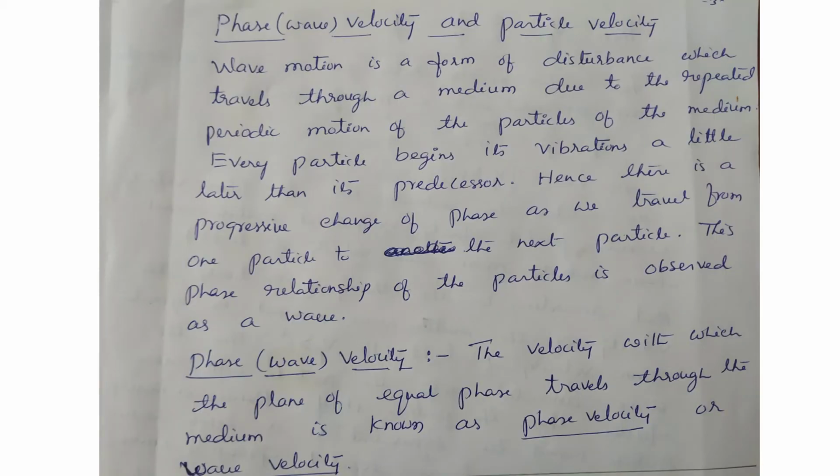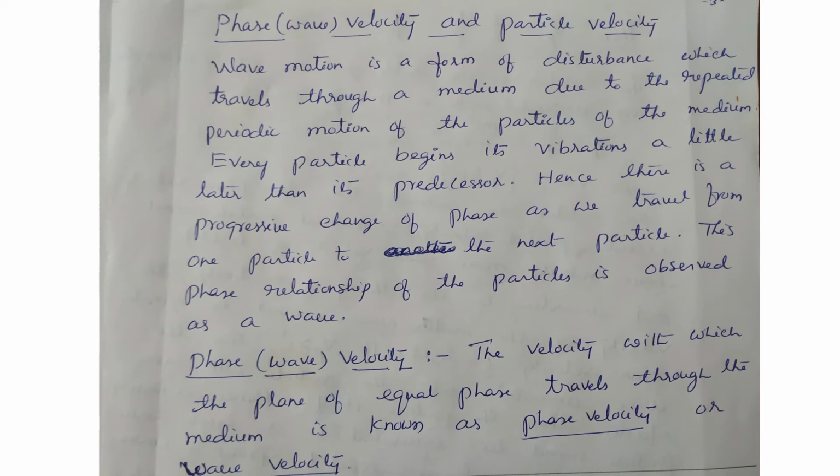The next topic is phase velocity and particle velocity. Whenever a wave is produced, how is a wave actually produced? A wave is nothing but a disturbance produced in the medium. That wave is always produced due to the periodic vibrations of the particles of the medium, and that periodic vibration gets transferred from one particle to another particle, and the particles of the medium do not vibrate simultaneously, or do not get displaced simultaneously.